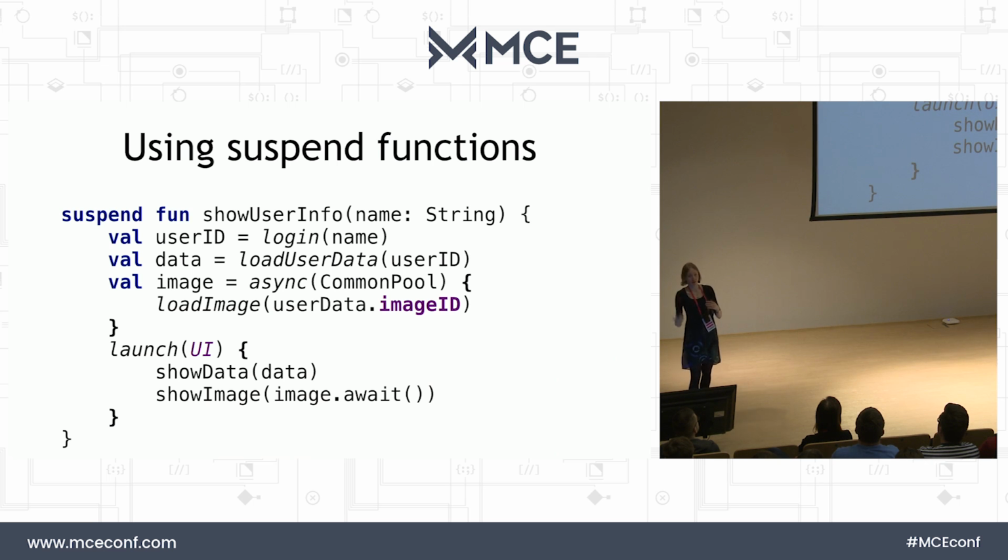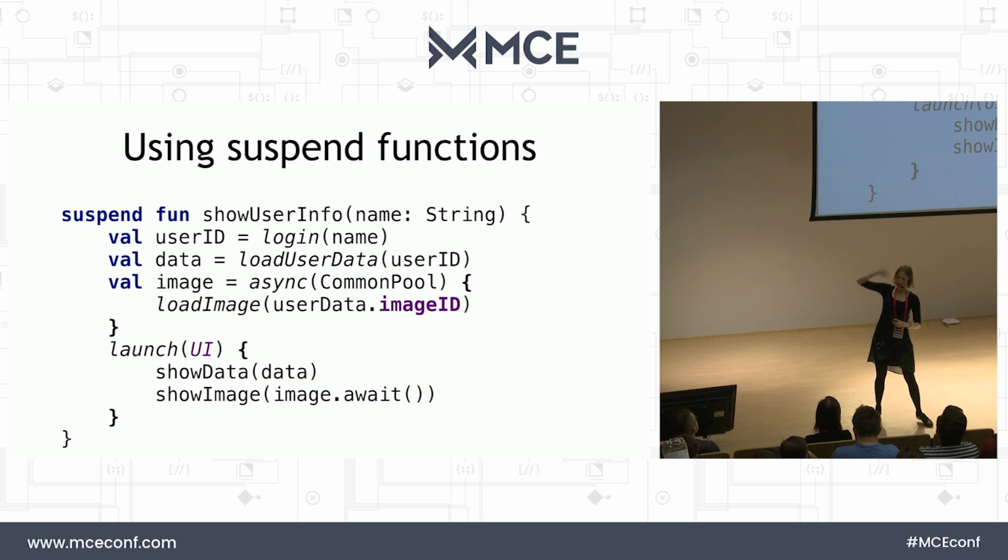After that, you can say, okay, I want to load the user image asynchronously. So you have this load image suspend function, and you can define the context where you launch it. In this case, you launch it in the common pool. So you say async common pool, then load image. And after that, you launch in the UI thread the code that sets the data, that shows the data to the user. And you can see that this code looks very sequential. But what happens under the hood is your image is loading asynchronously. So you show the user data before the image is loaded.